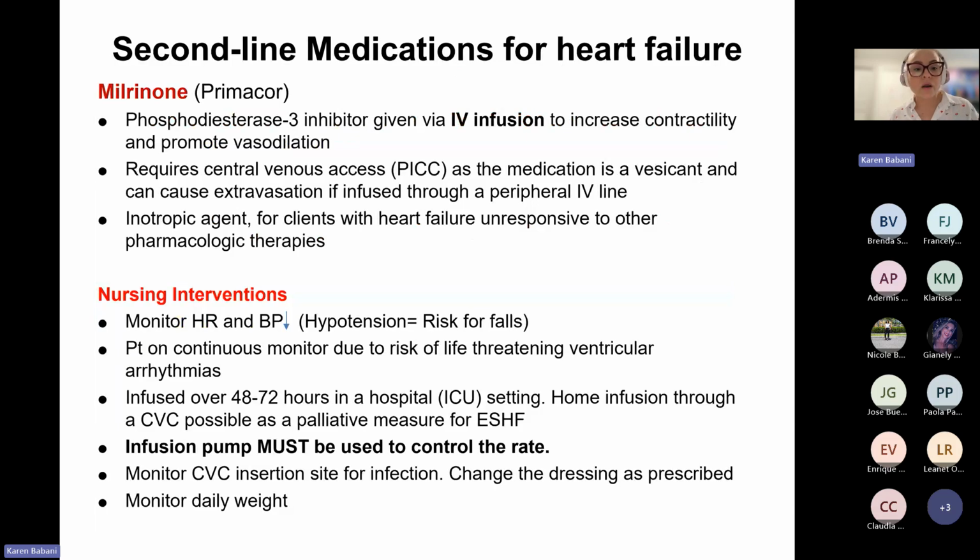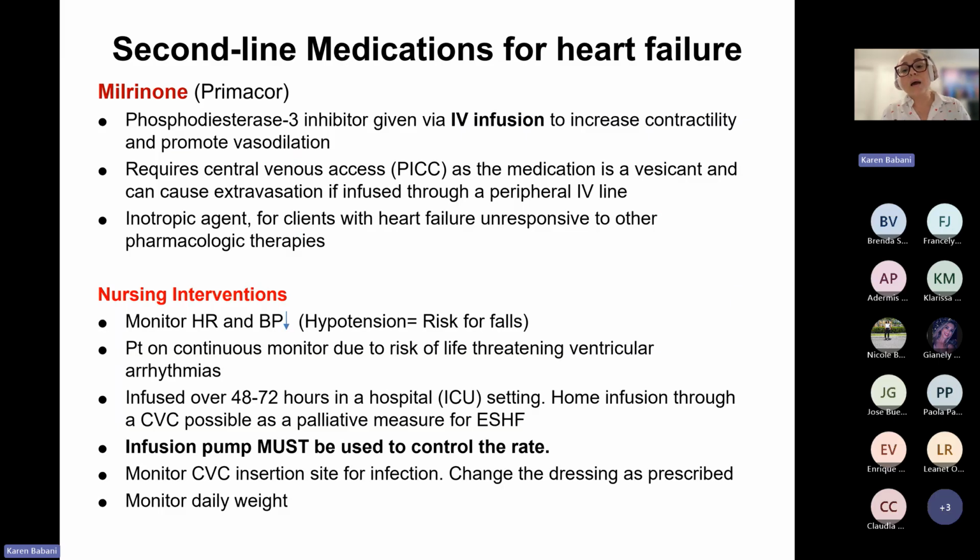Second line medication for heart failure. This one you need to use under a more monitored setting. So this is probably going to be used either in a step down unit or an ICU unit. One of the main ones that we use is milrinone or Primacor. It's a part of a family called phosphodiesterase 3 inhibitors.